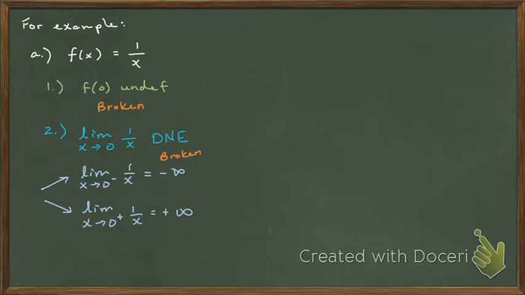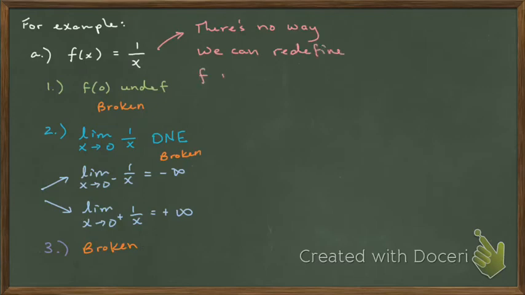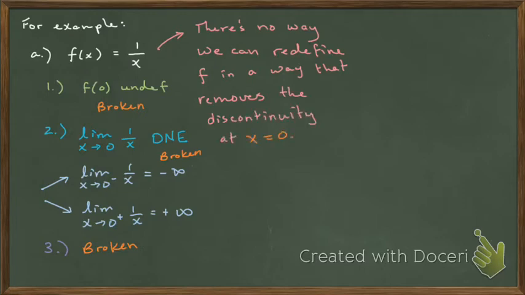So if I've got a function that's not defined at c, at 0, and a limit that doesn't exist at 0, well then there's no way those two things are going to match other than the fact that they're both broken. Number 3, it's just broken. This function is not continuous at 0. There's absolutely nothing that's going to change that. There's no way we can remove or redefine the function in a way that removes the discontinuity at 0. Okay? f here is just not continuous at 0.